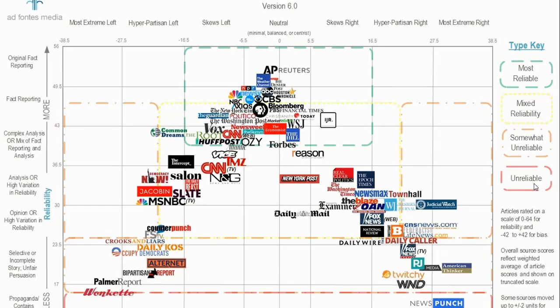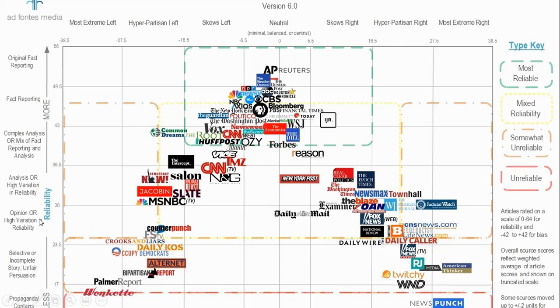To help with this, you have this great tool that I absolutely love, and a lot of other composition instructors, rhetoric instructors, writing instructors love this tool as well. It's called the Media Bias Chart by Ad Fontes Media. Now, the Media Bias Chart essentially assesses popular news sources on two different scales.